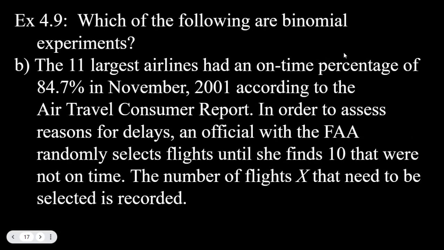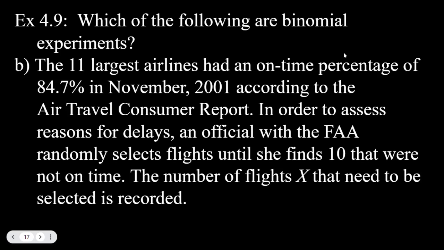Letter B, the 11 largest airlines had an on-time percentage of 84.7% in November 2001, according to the Air Travel Consumer Report. In order to assess reasons for delays, an official with the FAA randomly selects flights until she finds that 10 were not on time. The number of flights X that need to be selected is recorded.